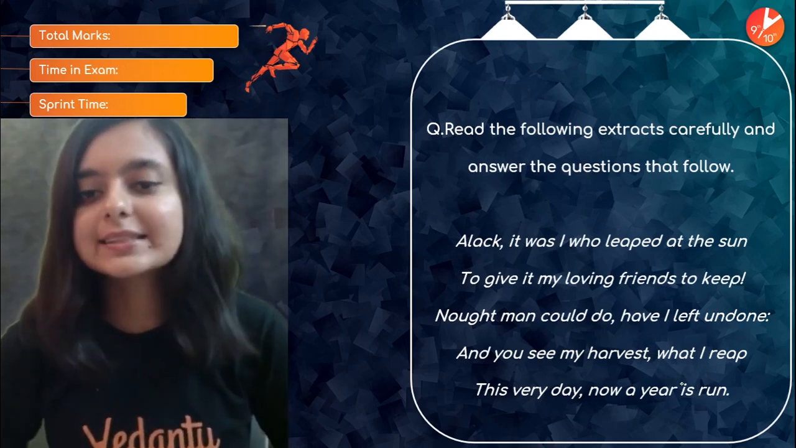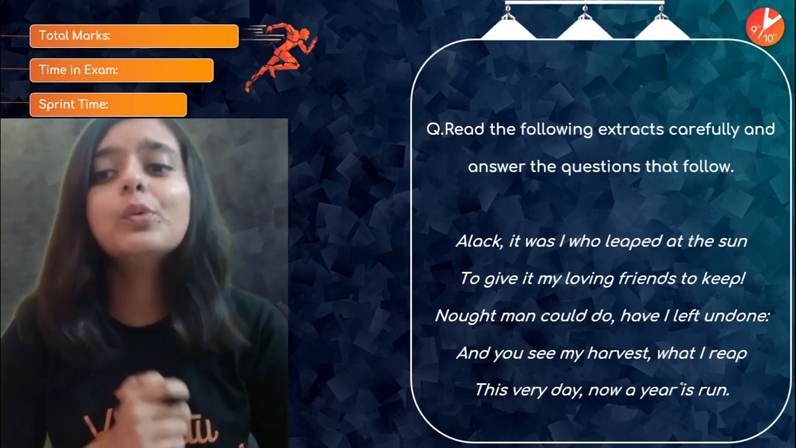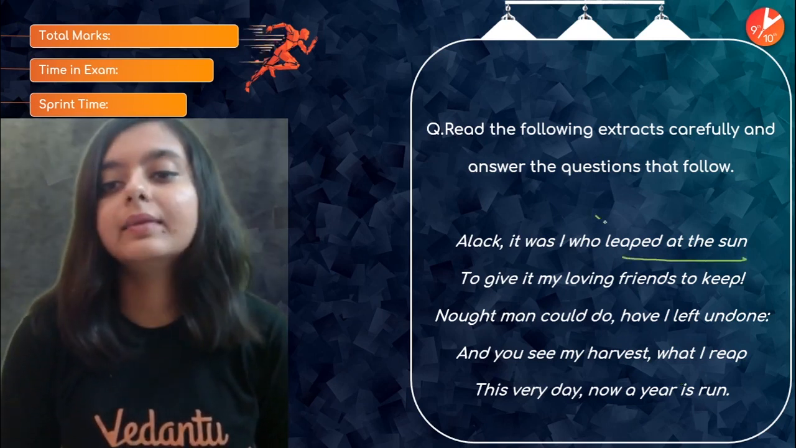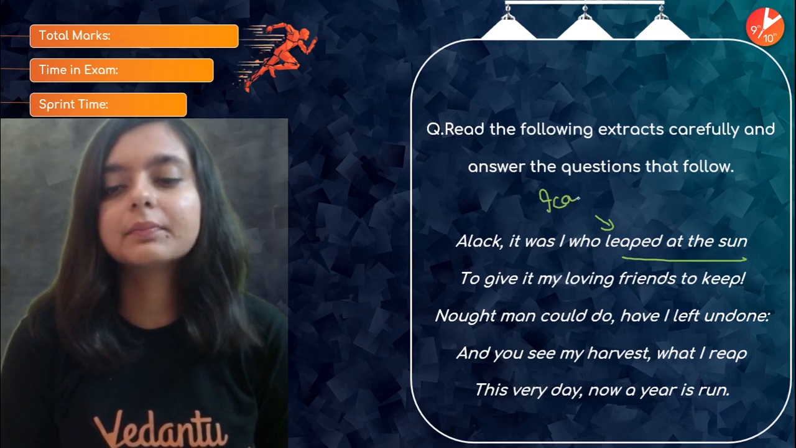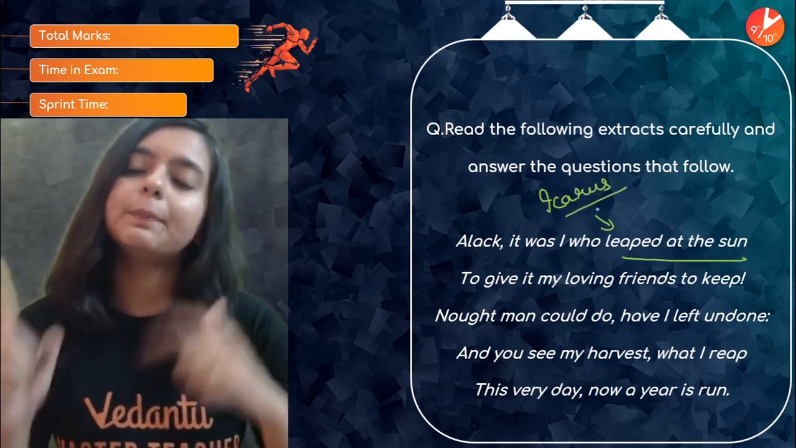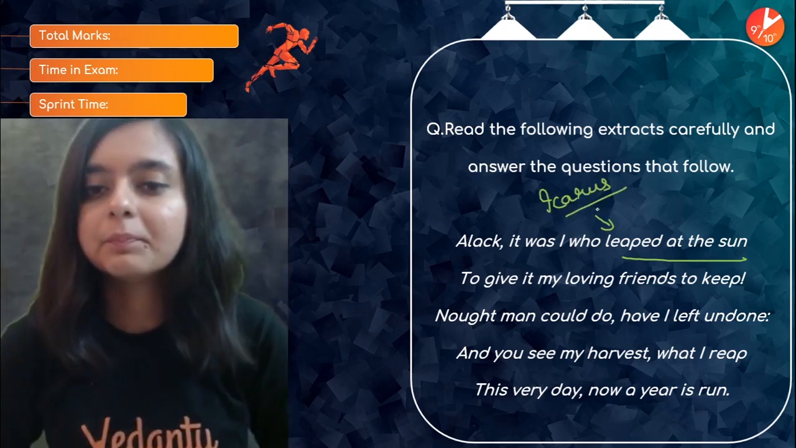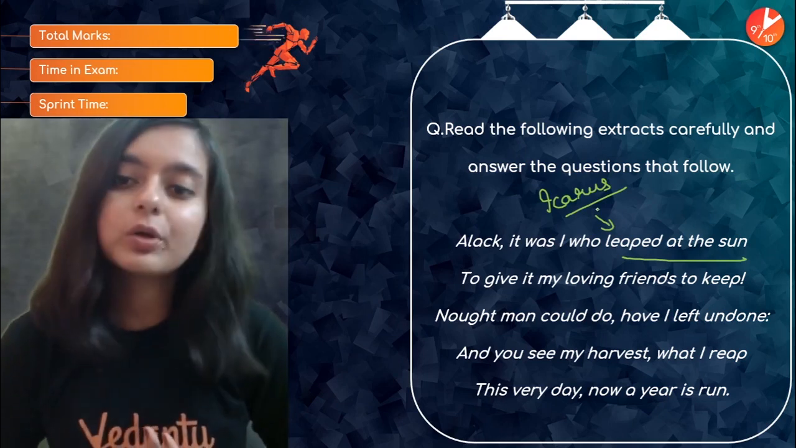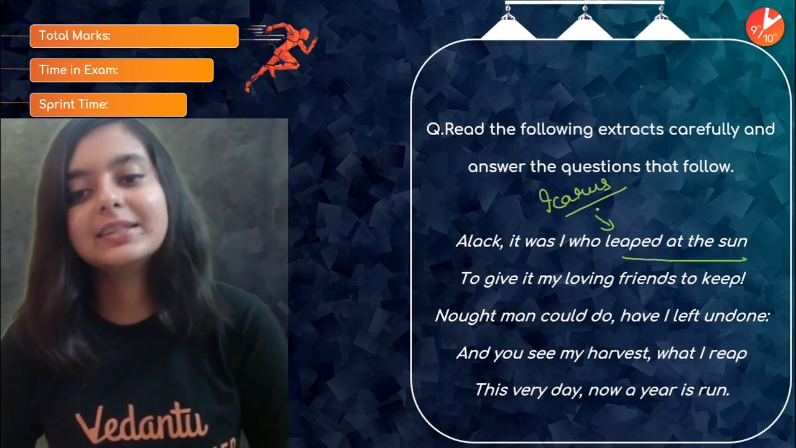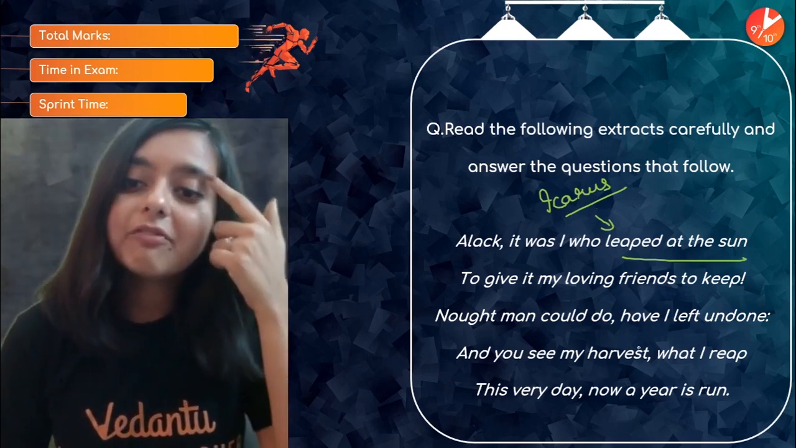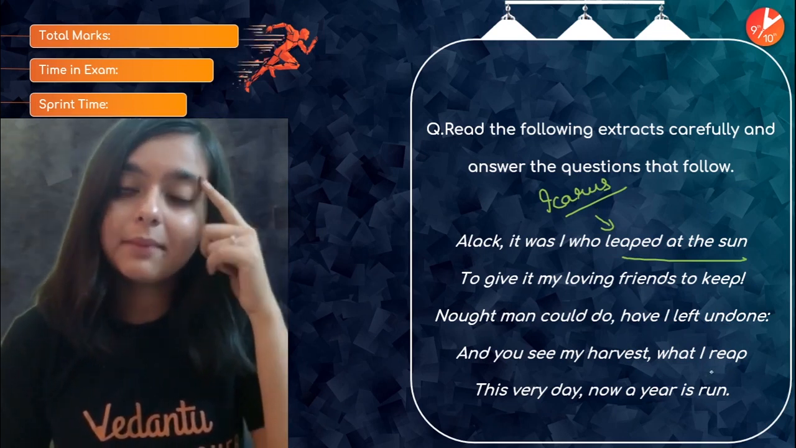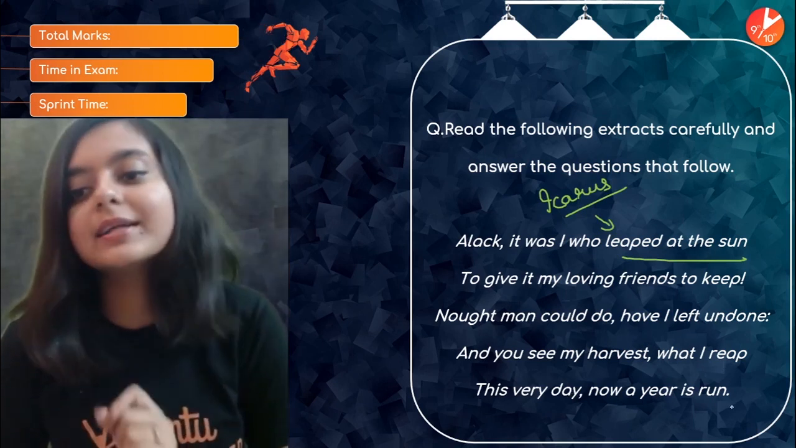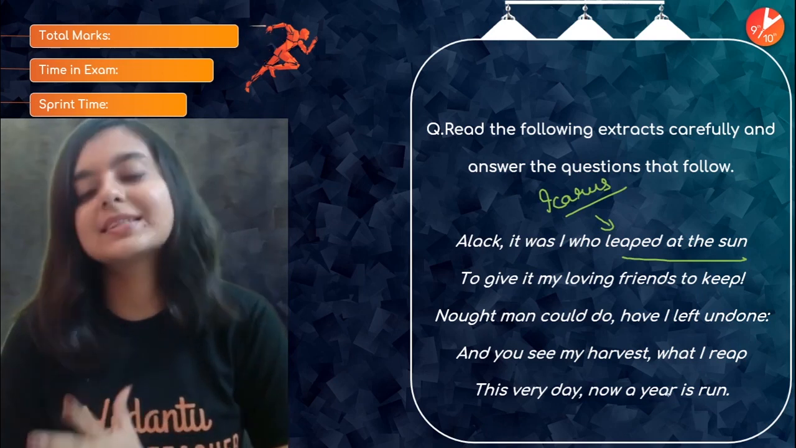So we come to the next stanza. Alack, it was I who leaped at the sun. Very important over here is the myth of Icarus, as I had explained when I was dealing with the poem. To give it my lovely friends to keep, not man could do, have I left undone. And you see my harvest, what I reap. This is this very day, now a year is run. That means a year has already passed away.